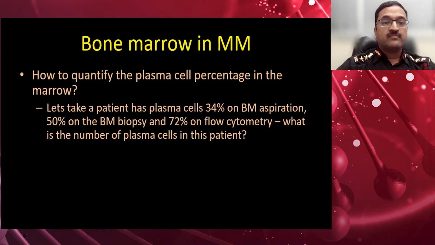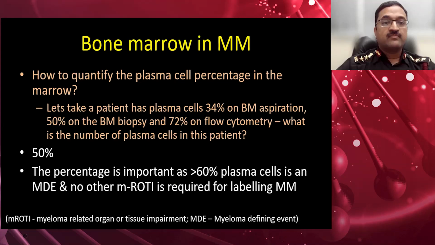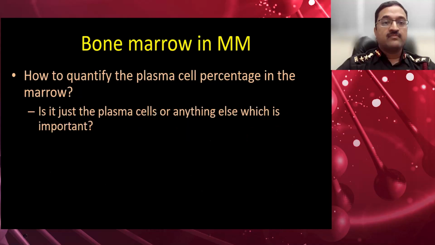So the correct answer for this is 50%, because among the aspirate and the biopsy, the highest of the numbers is taken for calculating the plasma cell percentage. And we don't use the flow cytometric percentage for enumerating the plasma cell percentage. Whenever the percentage is more than 60%, it itself is a separate criterion, and the patient does not require any other CRAB criteria or any other myeloma defining events for labeling a patient as multiple myeloma. So it's very important to enumerate plasma cell percentage correctly in the marrow.